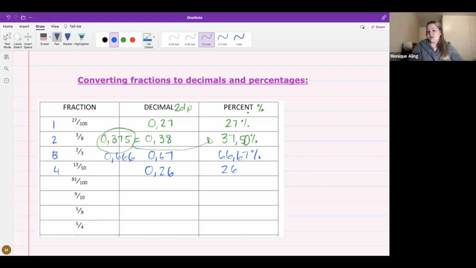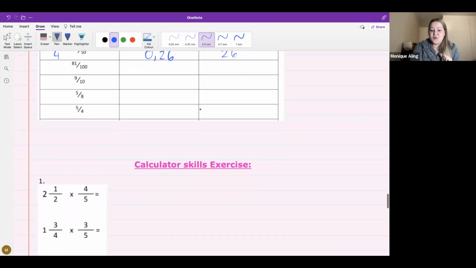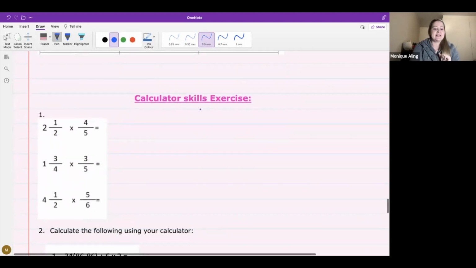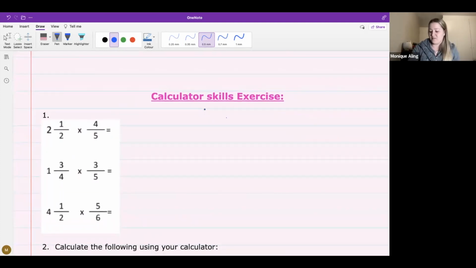Okay, please let me know if you have any questions. If not, let's move on to the next calculator skill exercise. So some more fractions. However, we are now dealing with some mixed fractions in the mix of things. I'm going to ask you guys to quickly try these 3 for me using your calculators. It's not the usual way you put in a fraction.